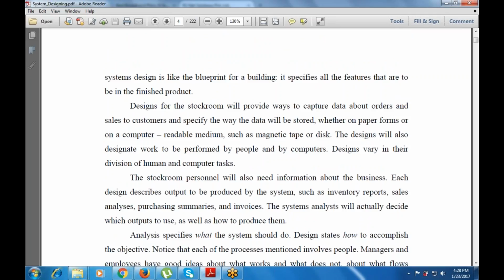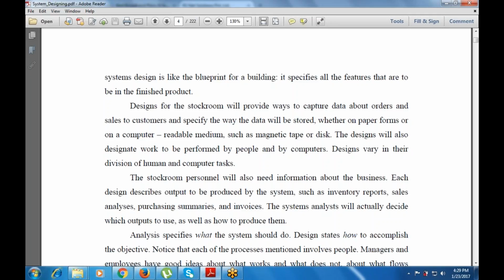Then when we talk about designing for the stockroom, that also provides a way to capture the orders and the sales to customers, and specifies how the data will be stored, whether on paper forms or on a computer-readable medium such as magnetic tape or disk. The designs will also designate work to be performed by the people and by the computer. The designs vary in their division of the human and the computer task.